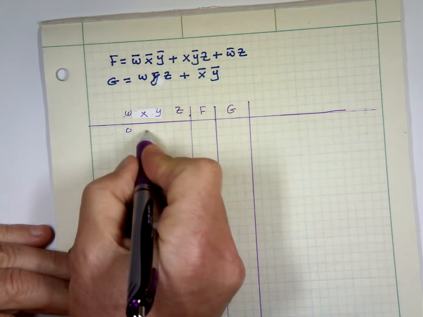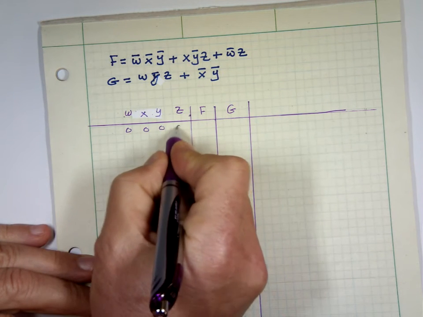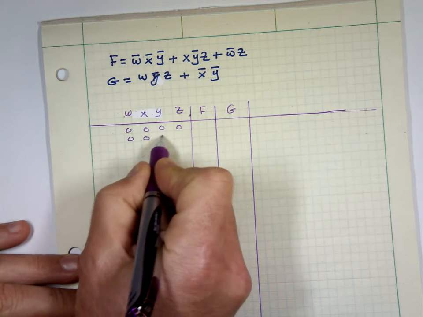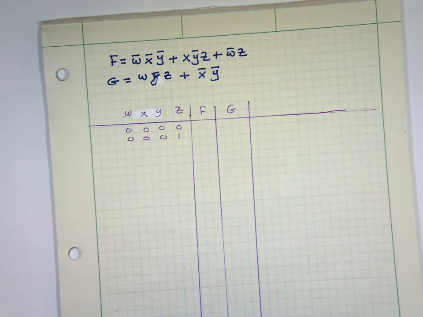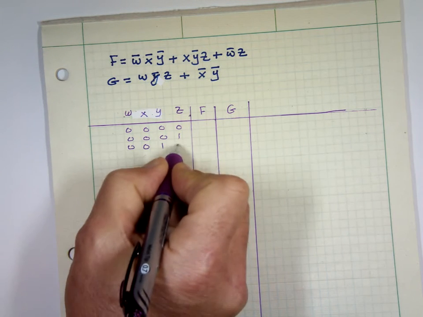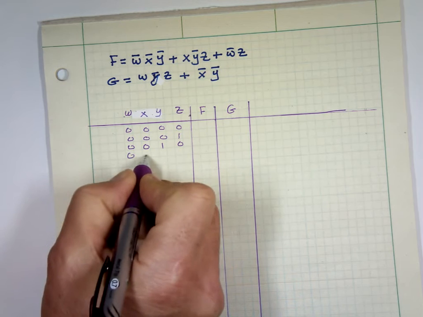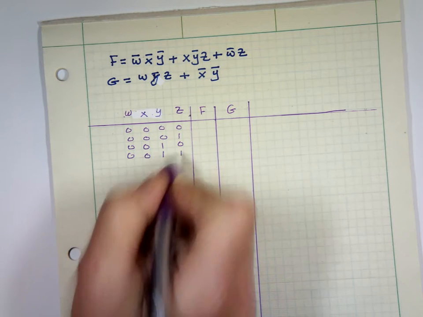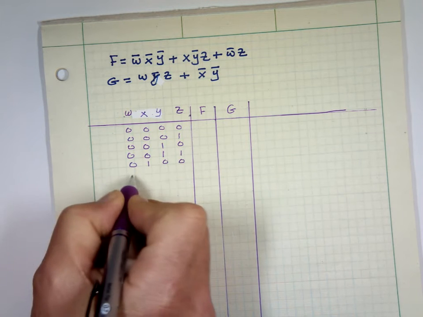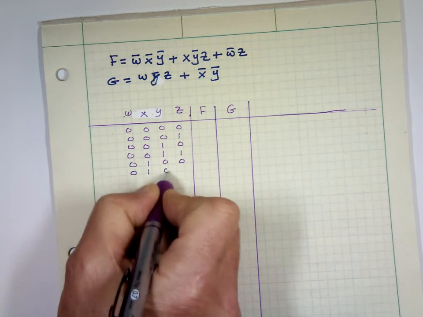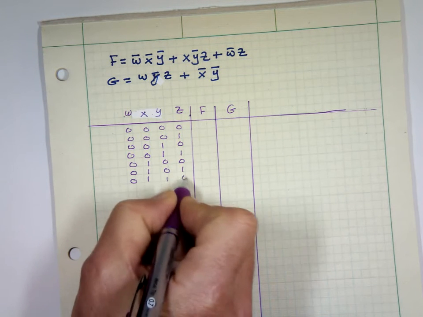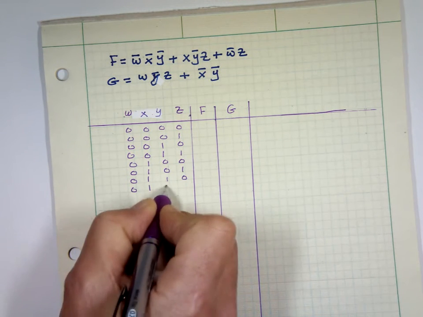You could have 0, 0, 0, 0. Let's write all the combinations. 0, 0, 0, 1. 0, 0, 1, 0. 0, 0, 1, 1. 0, 1, 0, 0. 0, 1, 0, 1. 0, 1, 1, 0. 0, 1, 1, 1.